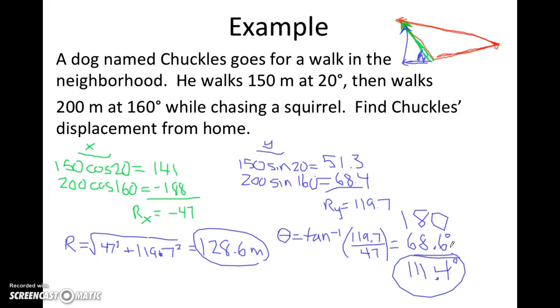So it's really just all about finding those components and then making a right triangle out of your resultant, is what we've done. And that concludes these notes.